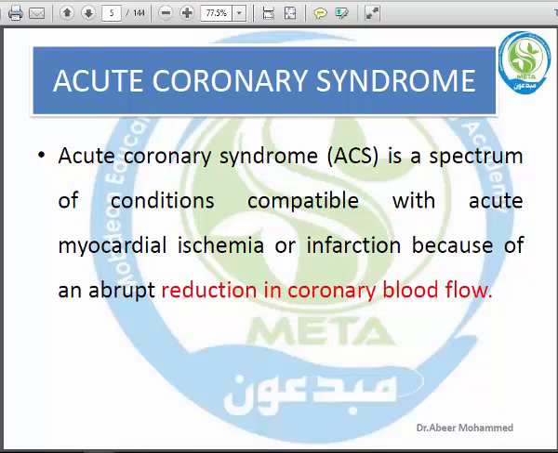Occlusion of the coronary artery or acute coronary syndrome is a spectrum of conditions. It's not just one condition. Mainly it is due to atherosclerosis. Atherosclerosis is a formation of plaque beneath the endothelium. Once the plaque is formed, it could be ruptured. Once the plaque ruptures, it leads to the formation of thrombus, which leads to the vessel or coronary artery occlusion.